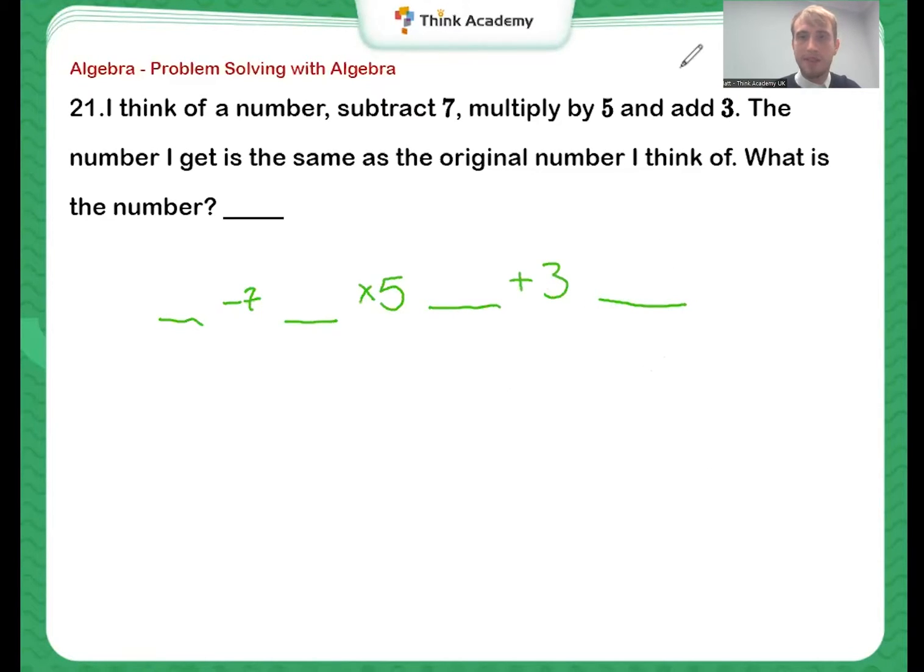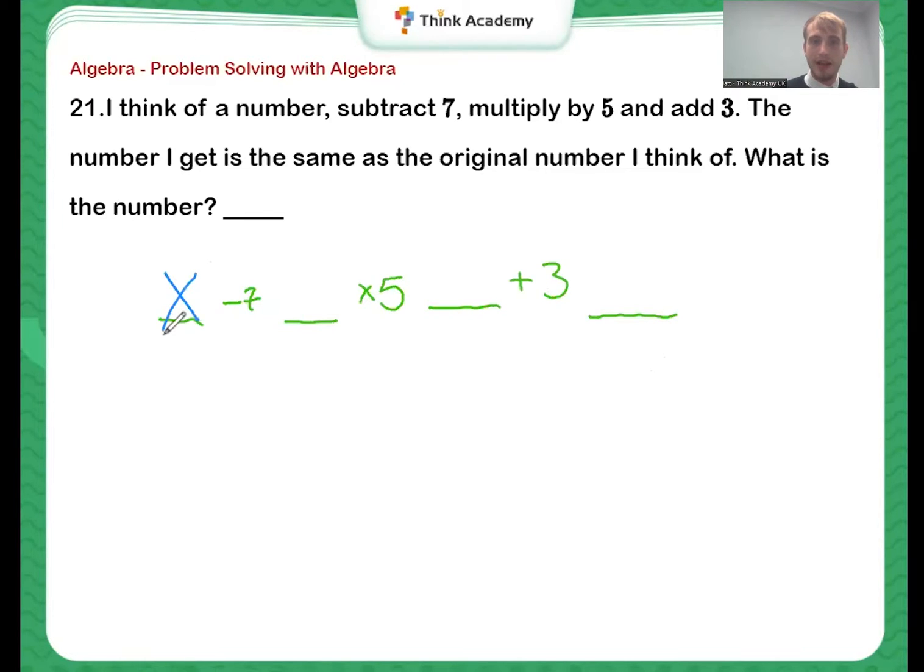So normally with these function problems, you'd work backwards. You'd use the inverses to do minus 3, divide by 5, etc. However, in this question, I don't know what to start with. I don't know what that number is I started with. I don't know what that number is I'm going to finish with. So a good idea here is to use the letter x, to use some algebra to represent something we don't know. And then we can set up an equation.